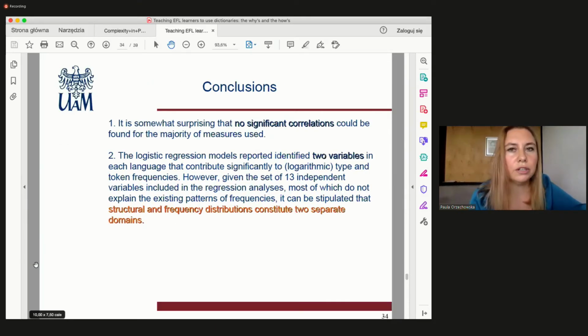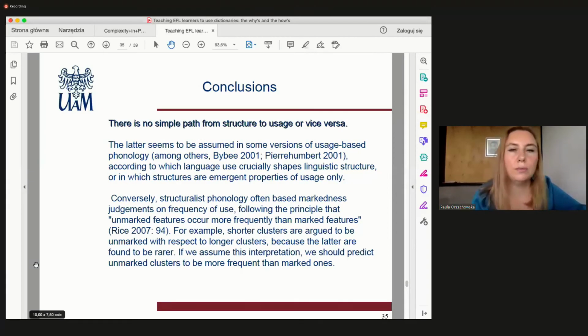Okay, so how to conclude? Basically, what we can see, also from slides which I did not manage to present, is that there is no one-to-one correspondence between structure and frequency. They constitute 2 separate domains. So we cannot really, my feeling, relate one to the other very strongly. There is no simple path from structure to usage and vice versa.